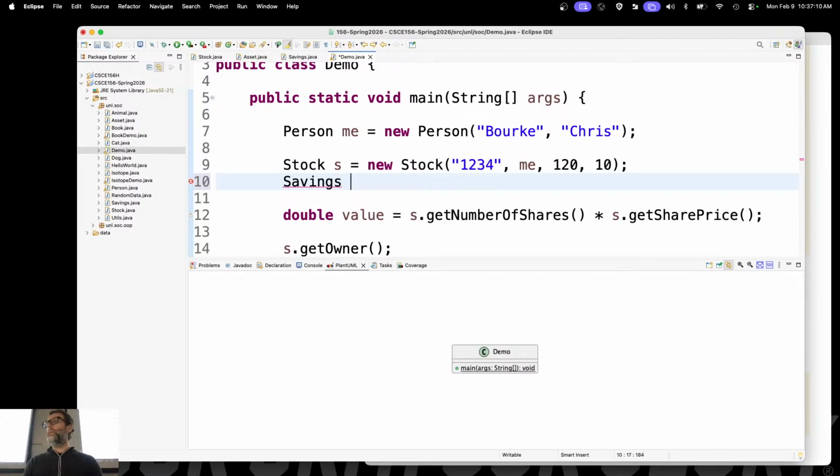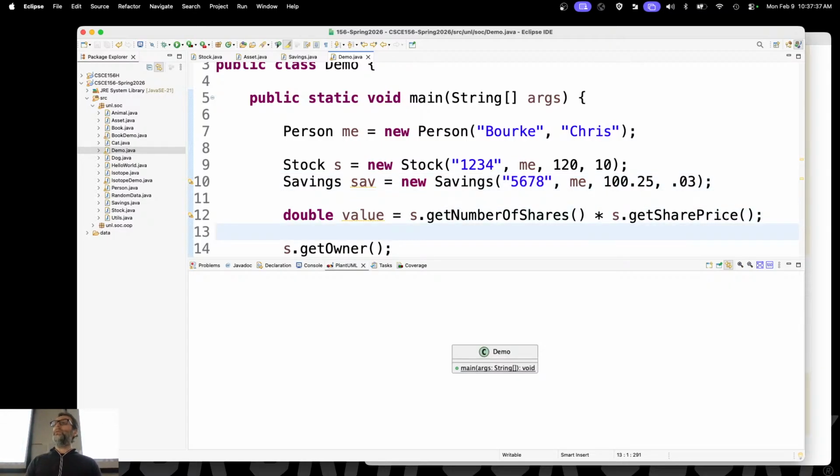Savings sav is equal to new Savings. And the account number here will be 5678, and I'm still the owner. And what else do I pass in for a savings account? Well, it's the balance, which is, say, I've got $100.25 in there. And then there's also an interest rate. Say that it pays me 3% interest on that savings.